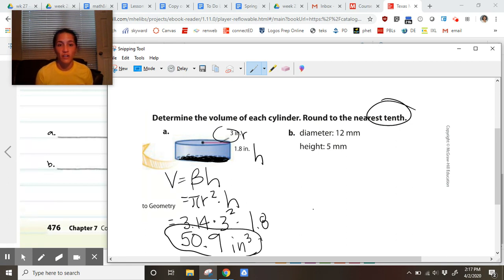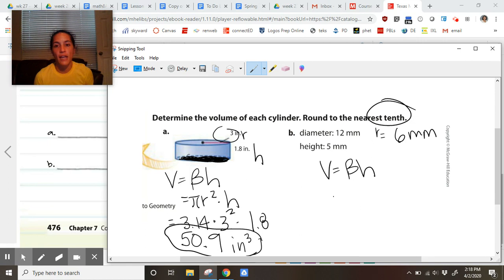Okay, I'm sorry, y'all. It needs to be units cubed, because in that picture before, where I showed you stacking cubes, that's really what volume is: how many cubic inches or cubic centimeters you can fit inside a shape. Okay, so for B, there's no picture, but they've given us the diameter. Remember, a diameter is the whole length across a circle, so the radius would be half of it. So the radius is 6 millimeters, and then we have our height.